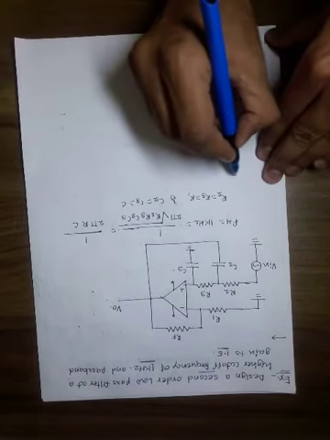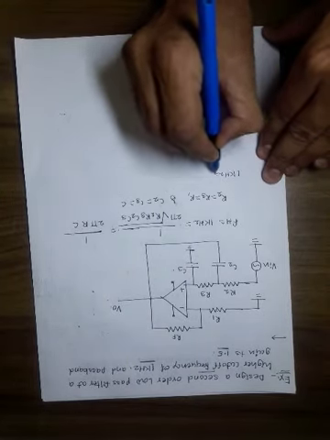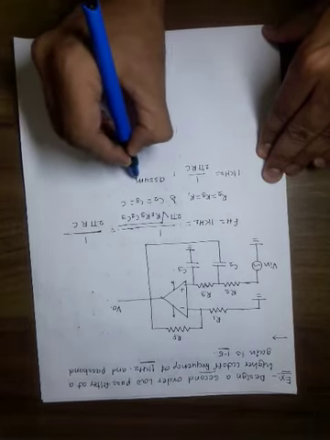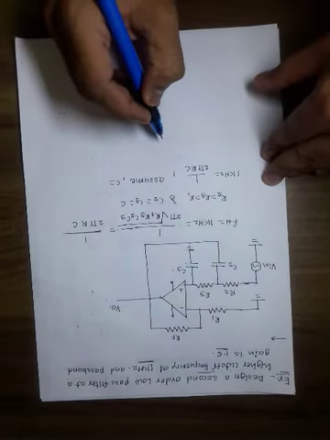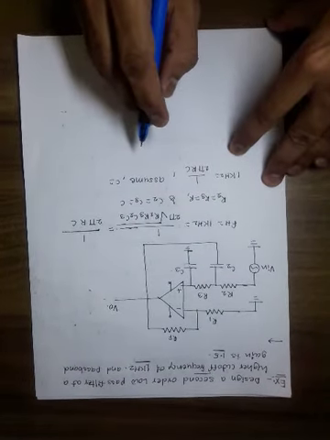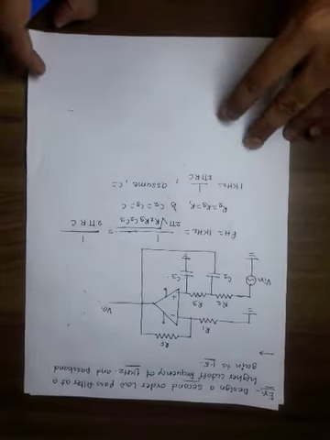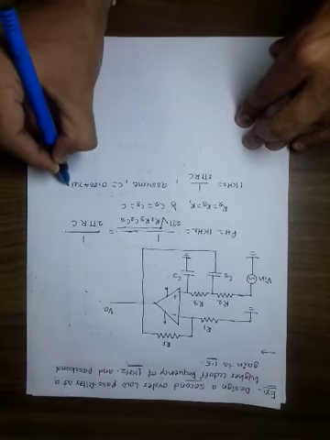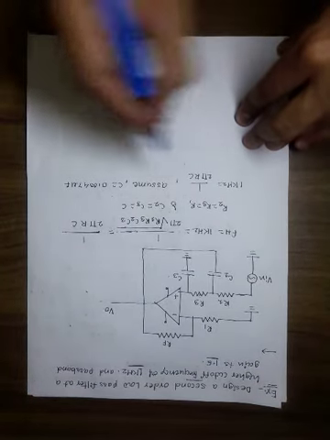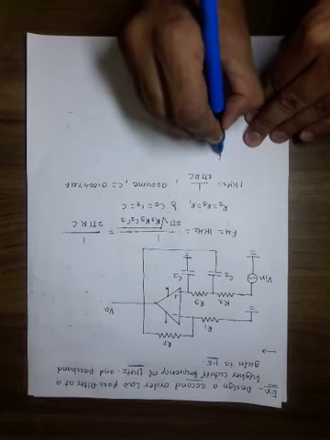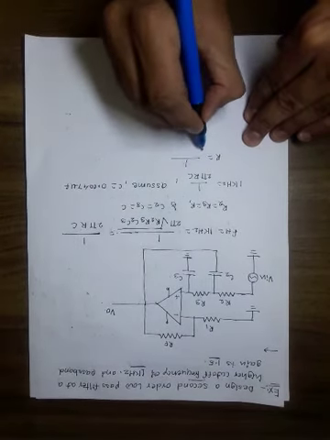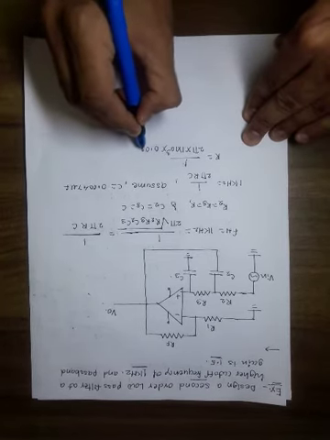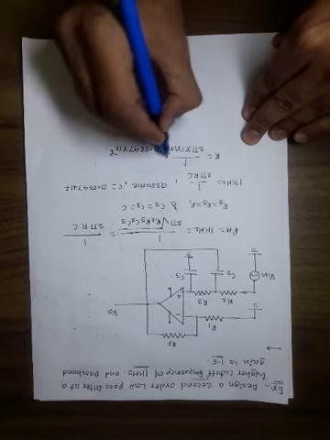Same process, 1K equals 1 upon 2 pi RC. Assume C, you can select any value for this C. Suppose we select C equals 0.0047 microfarad. Substitute this value and rearrange this formula for R. This is 1 upon 2 pi into 1 into 10 raised to 3 into 0.0047 into 10 raised to minus 6.